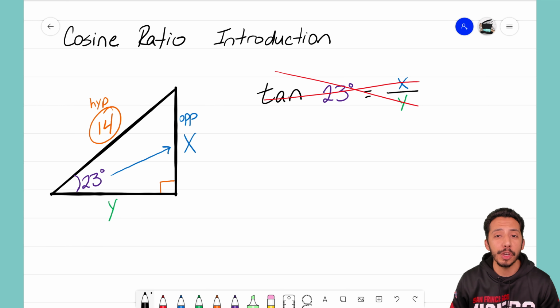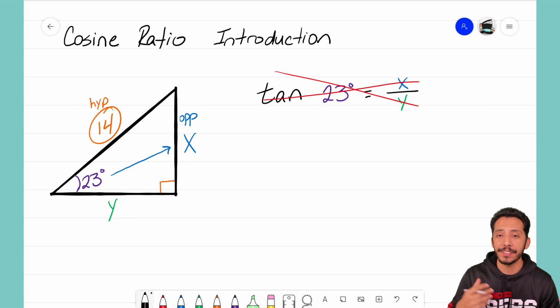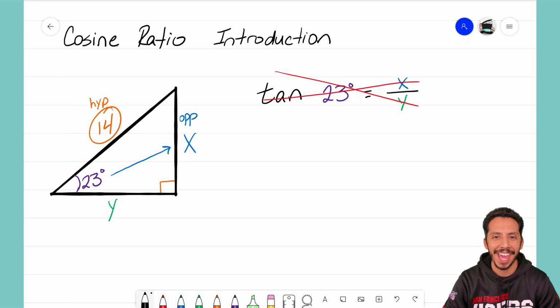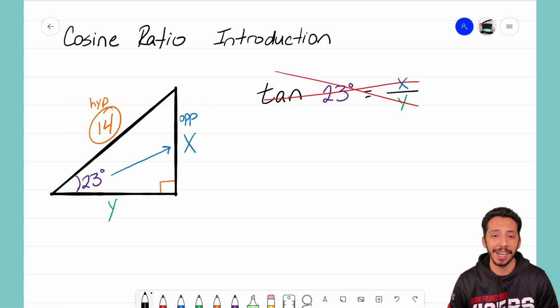Now hopefully you have already watched the tangent and the sine introduction videos, and you're going to notice that this cosine video starts off right where our sine ratio video ended. So before you watch this video, make sure you watch the sine ratio introduction video so you have a better understanding of where we're going to pick up.